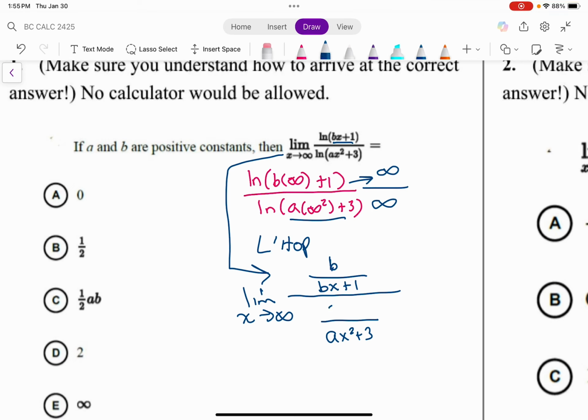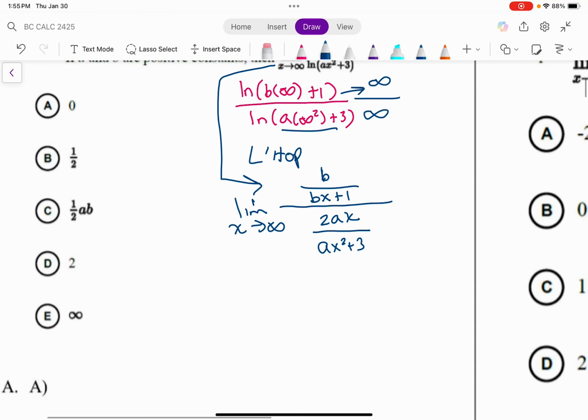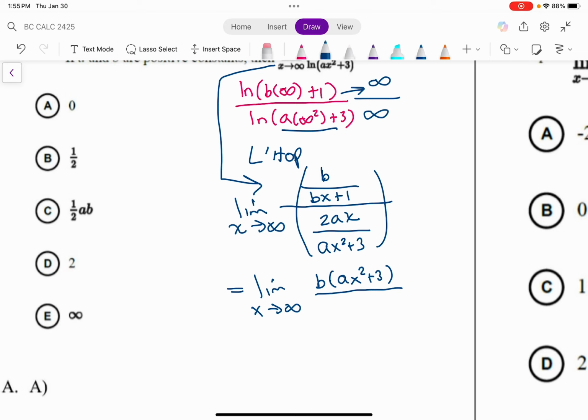So I'm going to sneak that in here. Times 2ax because of the chain rule. And then let's maneuver this around a little bit and see if it helps. So this would be the limit as x goes to infinity. I've got a fraction divided by a fraction, so let's write that as b times ax squared plus 3, divided by 2ax times bx plus 1. Again, I just multiplied by the reciprocal of this denominator, and that's what we get.